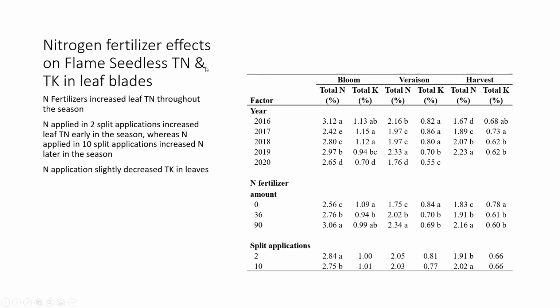Now, if you're monitoring vine N status, you're probably going to be looking at TN either in blades or in petioles. Here, I want to show you some data from blades.